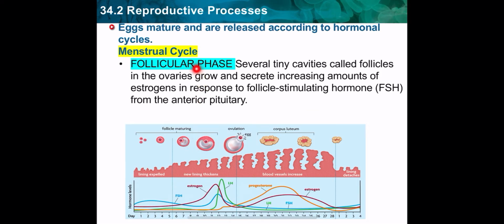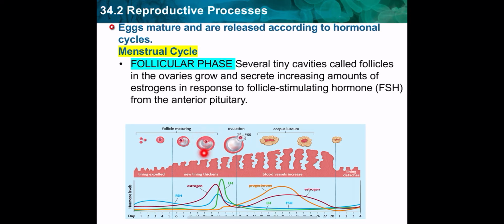In the follicular phase, maturation of follicles, what are follicles? They are several tiny cavities in the ovaries. They secrete estrogen. What tells those follicles to mature? A hormone called FSH, secreted from the anterior pituitary gland. So what starts the follicular phase? FSH, and at the end of the follicular phase, an increase in the estrogen level.